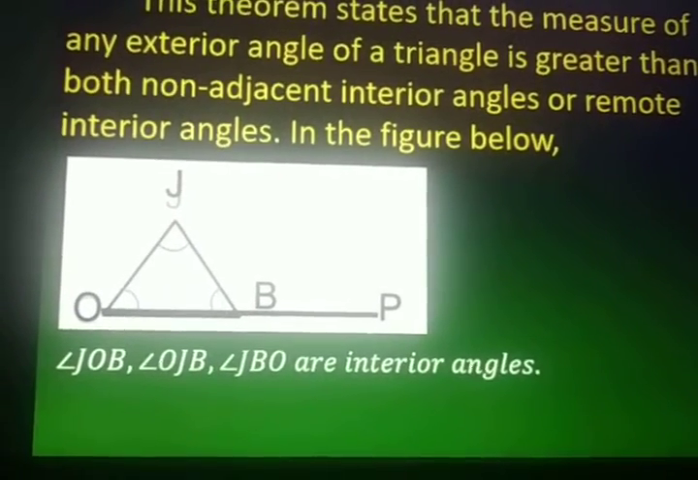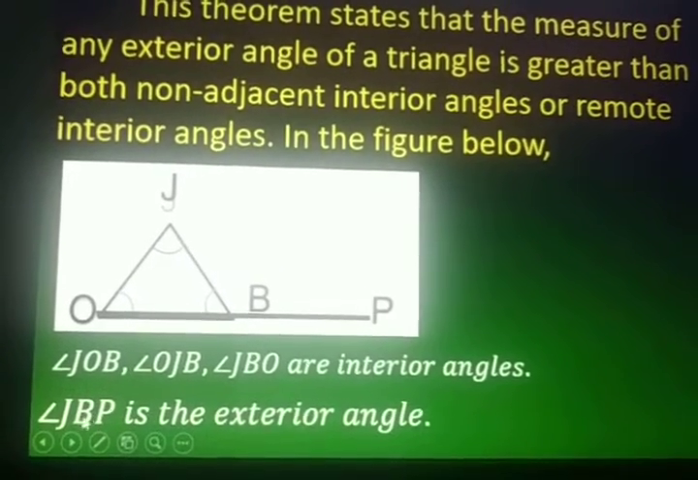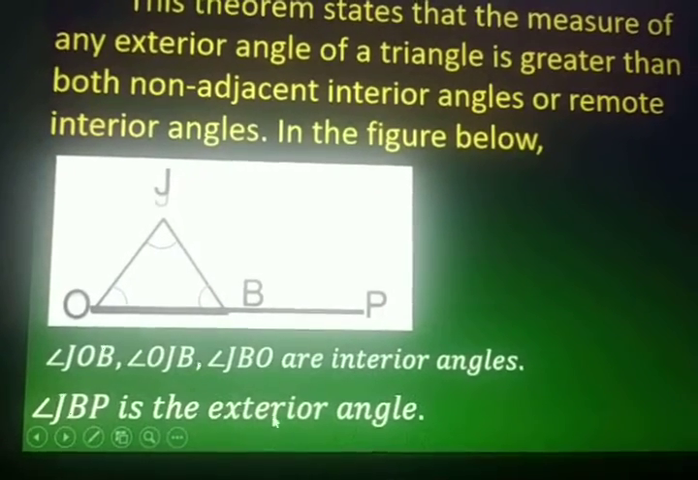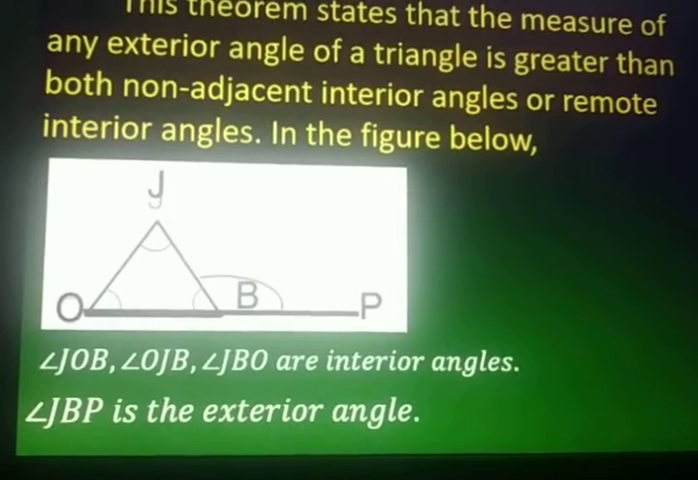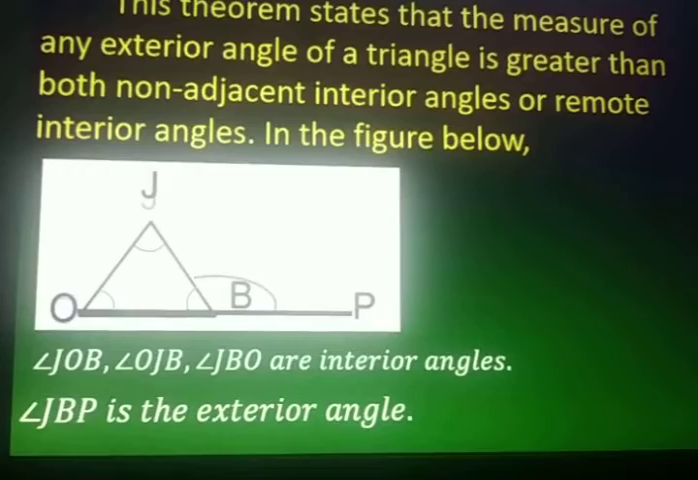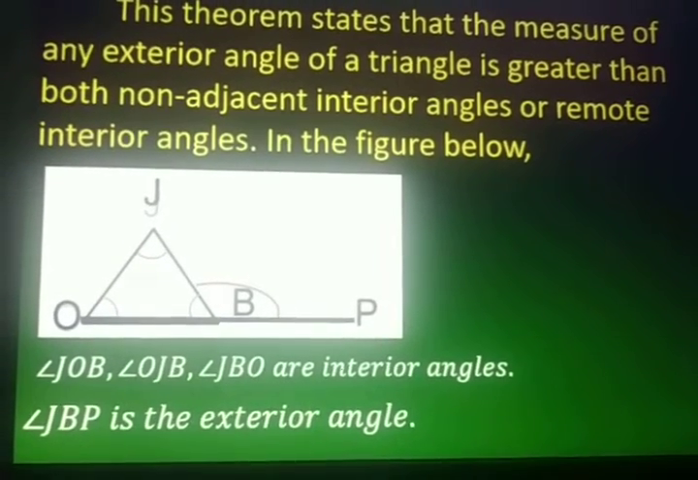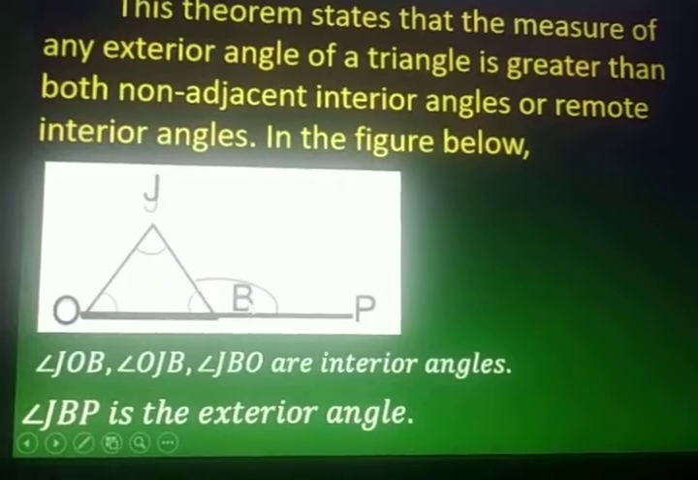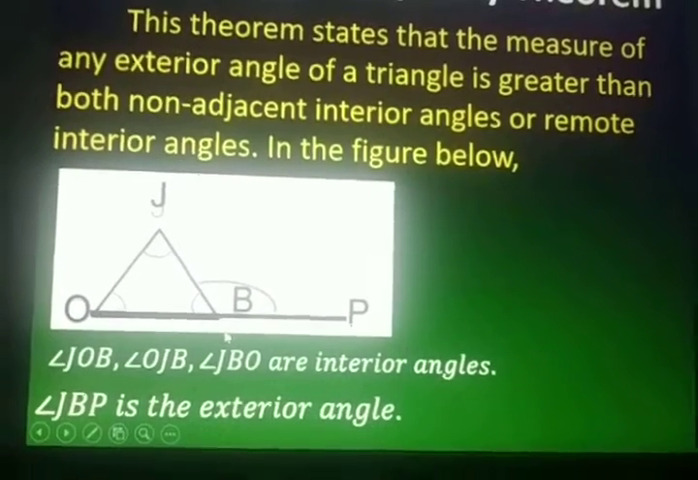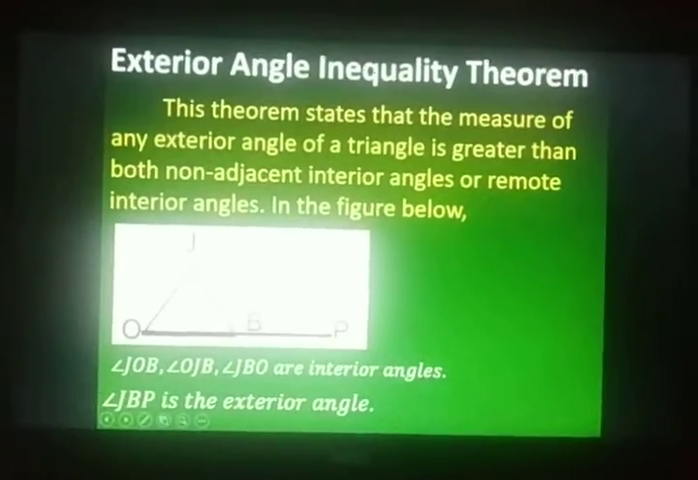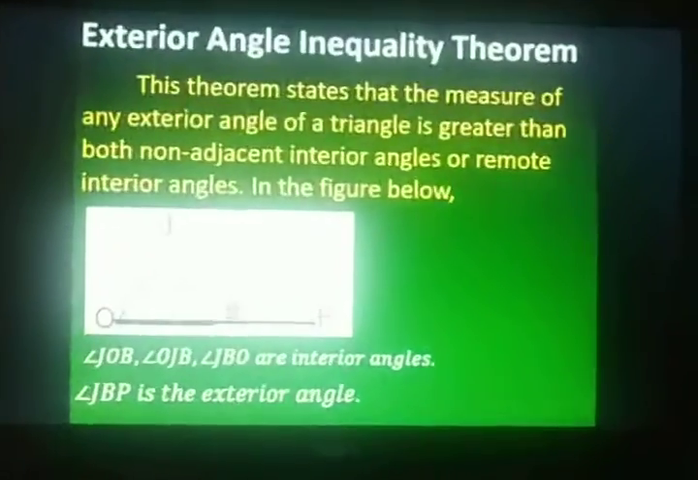They are interior angles. And in this case, angle JBP is the exterior angle. Here it is. There. Angle JBP, or the big B there, is the exterior angle. When we say exterior angle, it is the angle outside of the triangle. In this case, there is only one. Knowing that, let's go back to the definition, the exterior angle inequality theorem.